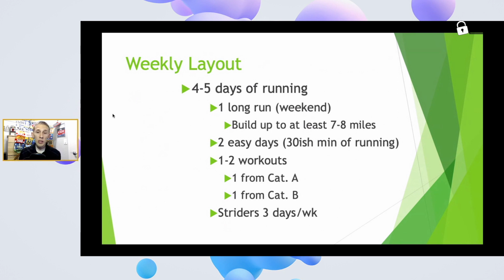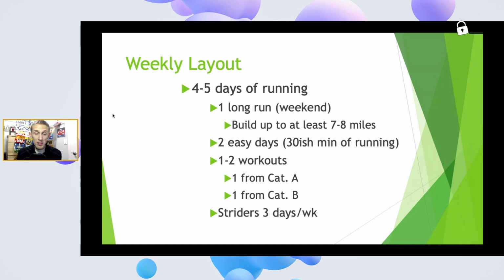So if you were to break the week up, this is kind of what it would look like. So on the weekend, you'd have a long run. You want to build up to a long run with a distance of about 7 to 8 miles. You want to have a couple easy days in there, generally about 30-ish minutes of running, give or take. Remember, your easy days are all about conversation pace. And then you'll have 1 to 2 workouts, meaning you'll have one from category A and hopefully one from category B. So you have your fast intervals and then your strength workouts.